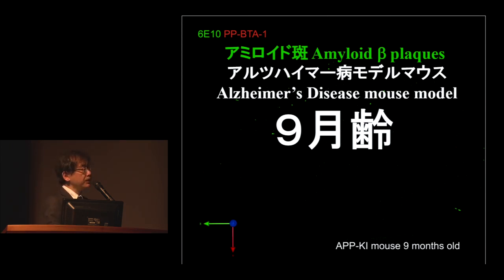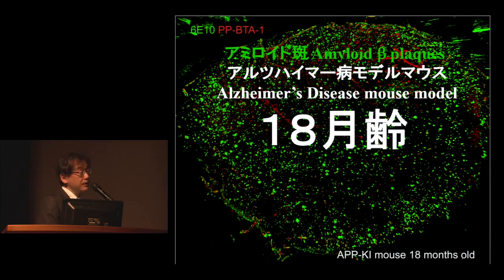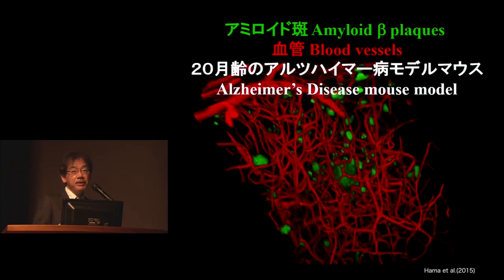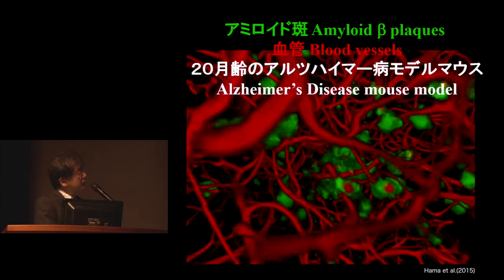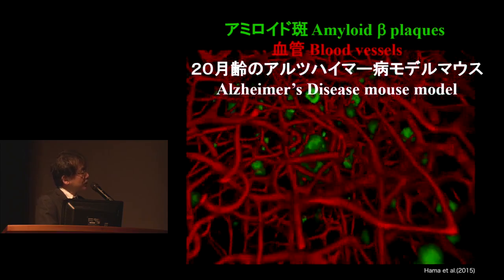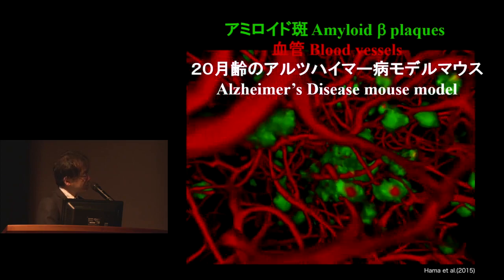We immunostained A-beta plaques in the whole brain, and in a 9-month-old there is almost nothing. But in an 18-month-old, we saw so many A-beta plaques scattered throughout the entire cortex. In addition, we labeled the blood vessels with red fluorescence, and this is a very comprehensive perspective, which tells us how A-beta plaques interface with blood vessels.